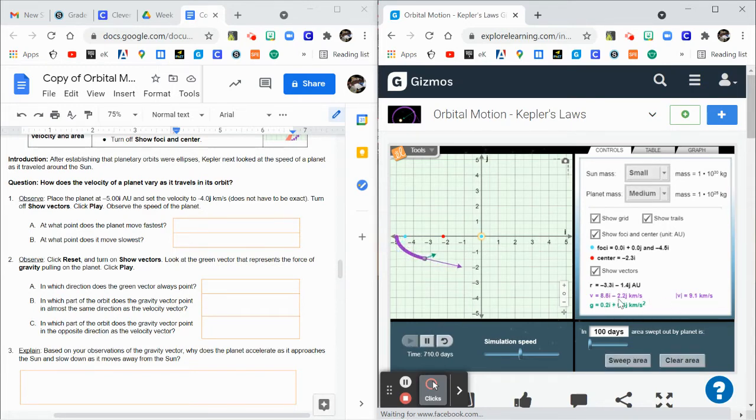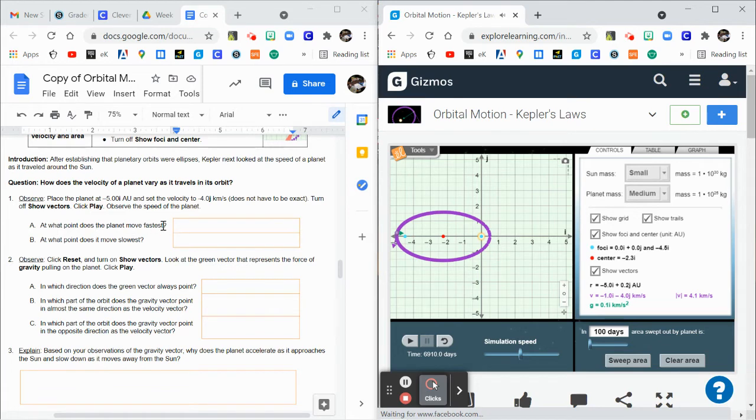So we can see the speed of the planet here. And as it gets towards the focus that is in line with the sun, look at the vectors. The vectors are really small at the focus farthest from the sun. At the focus that's the sun, the velocities increase. Okay, so let's click on pause there.